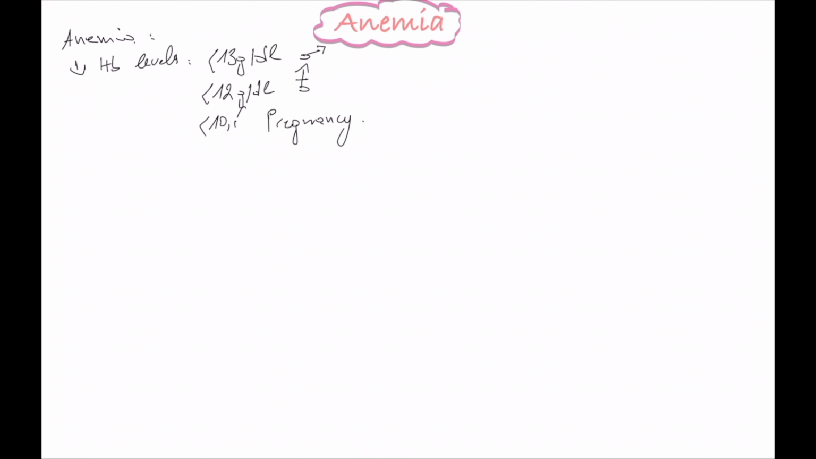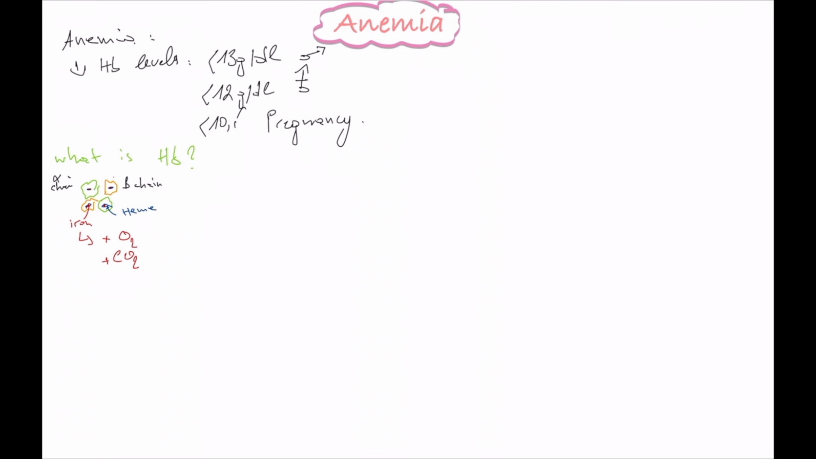What is hemoglobin? Hemoglobin is a protein that contains 2 alpha and 2 beta chains containing hemes, which contain iron. The iron binds oxygen and carbon dioxide. There are many hemoglobin proteins in the red blood cell, which itself is anucleate, meaning it doesn't have a nucleus, to contain more hemoglobin.